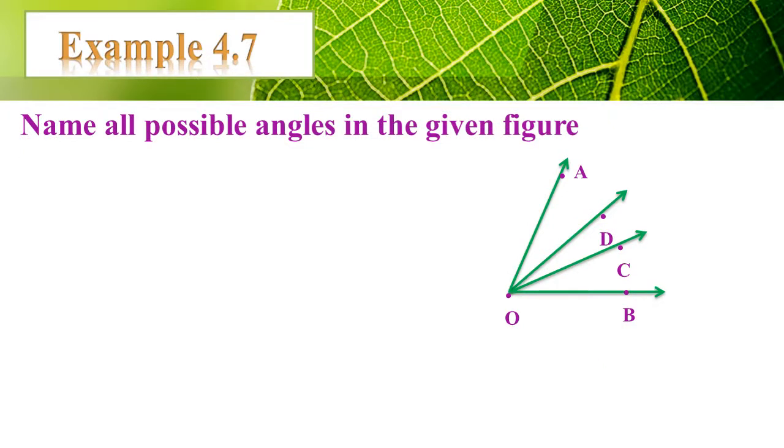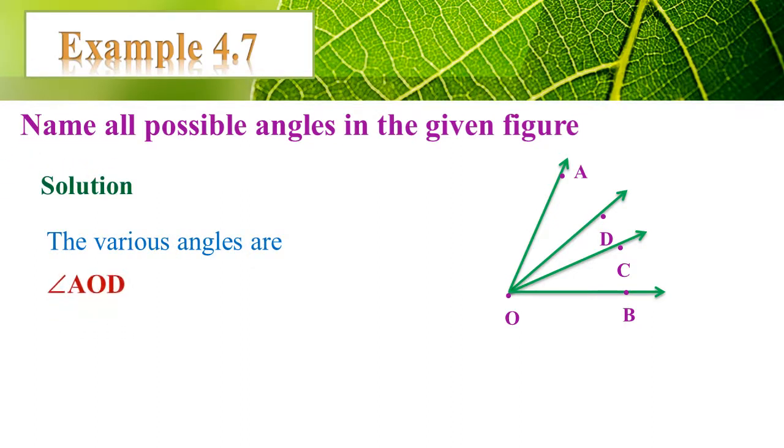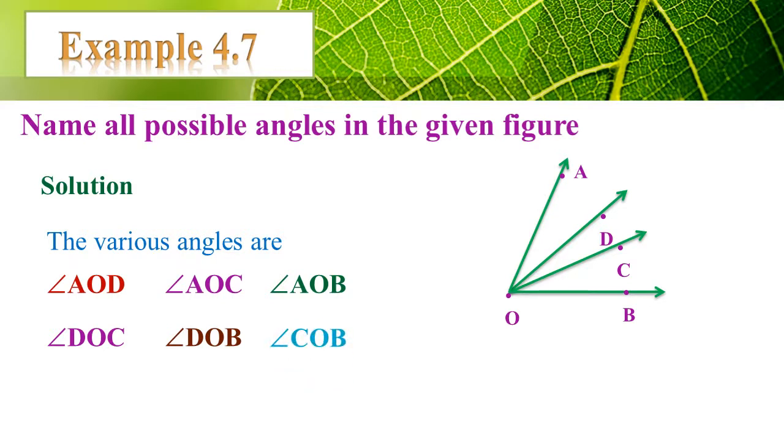Example 4.7. Name all possible angles in the given figure. Look at this picture. Now you are going to write all the angles. First one AOD, second one AOC, third one AOB, fourth one DOC, then fifth one DOB, then sixth one COB.